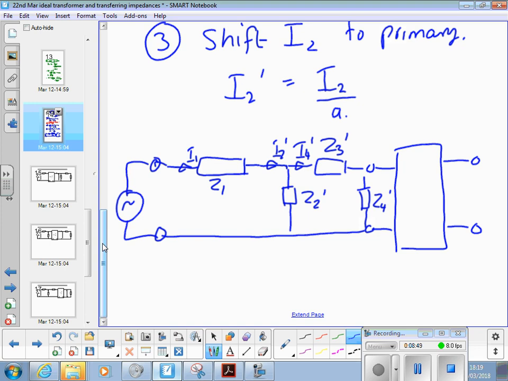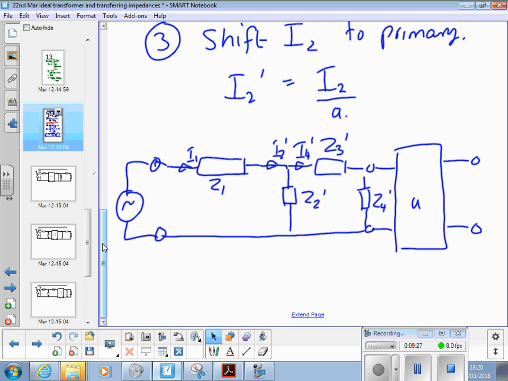So the transformer with its rated ratio is redundant in terms of analysis. Now we can define an algebra network to find the voltage across Z4 dash, and then do the reverse of the transfer and turn that voltage back to the other side to find out what it is on its secondary side.